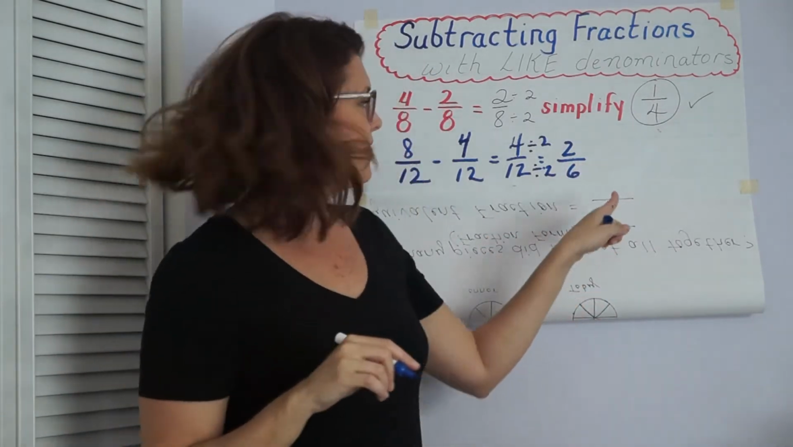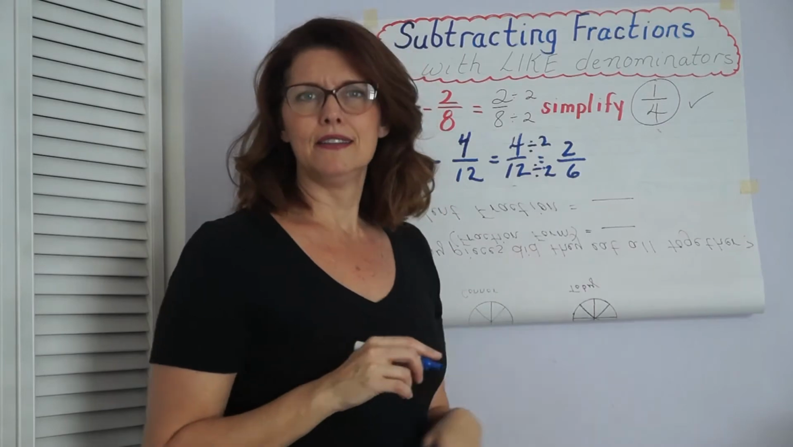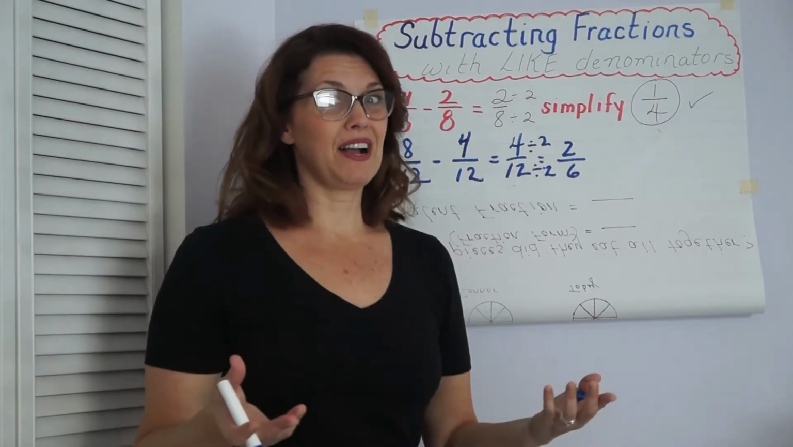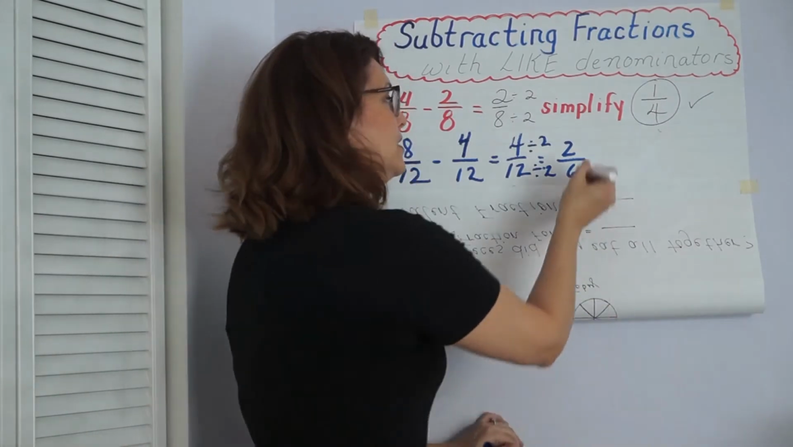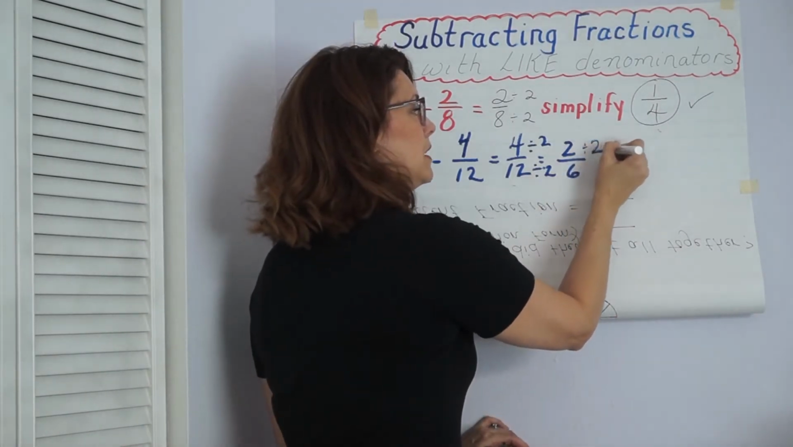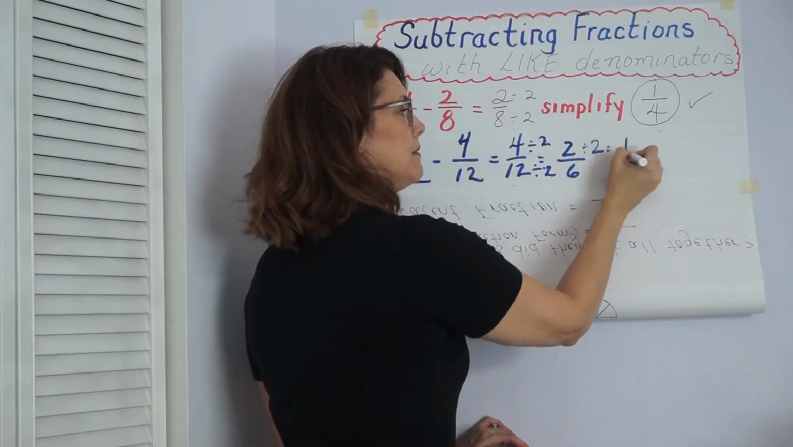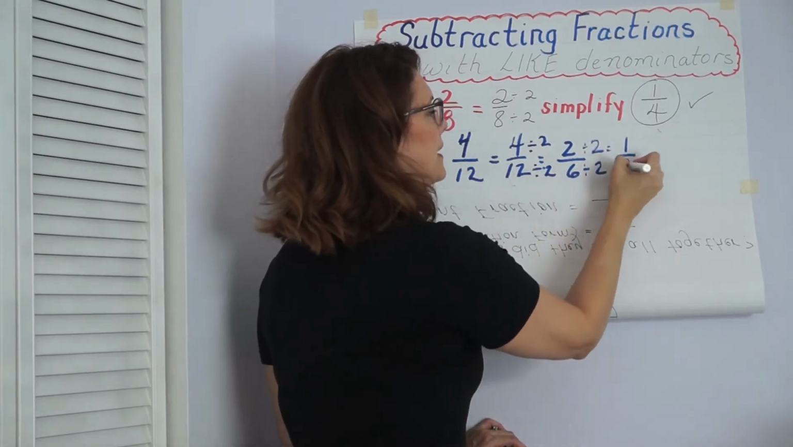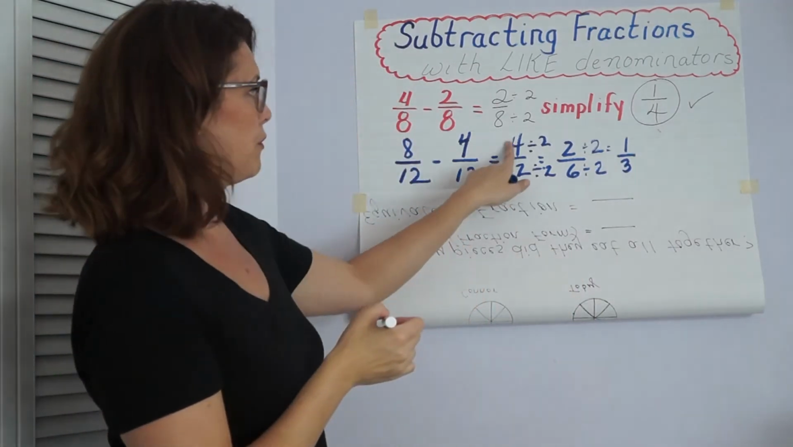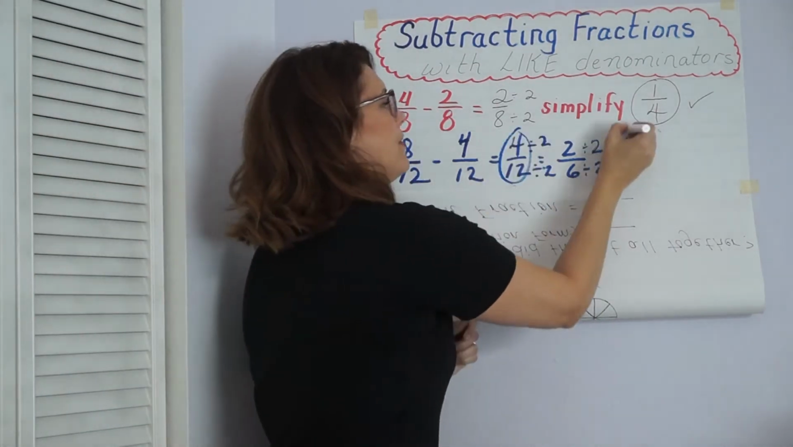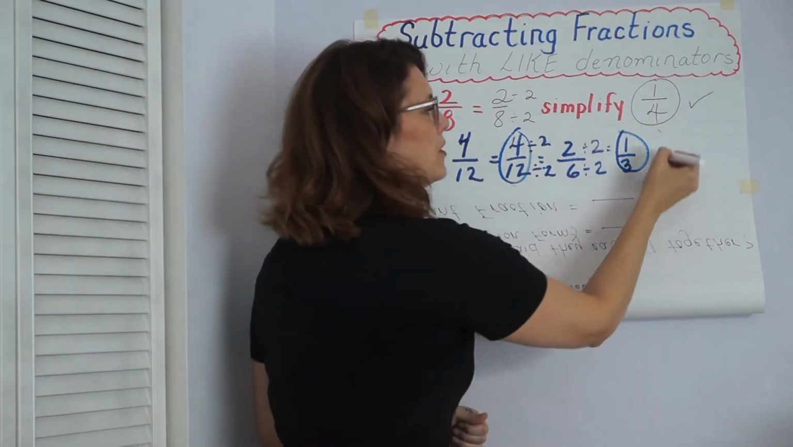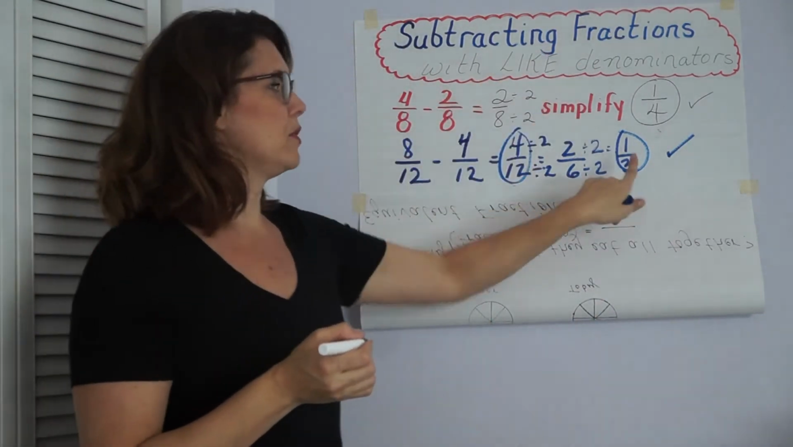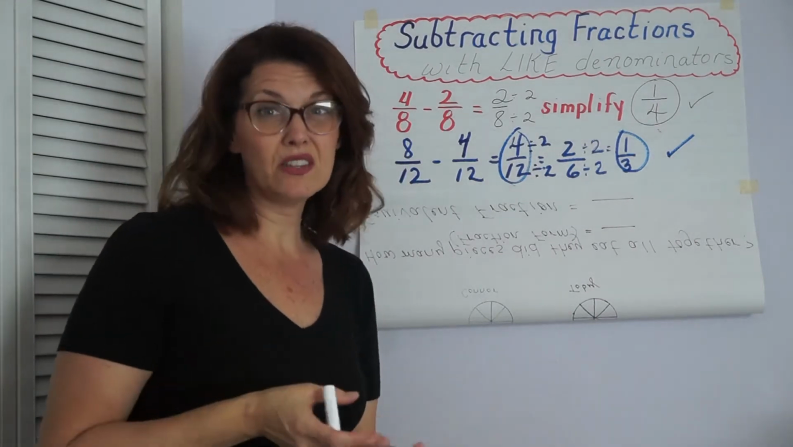The problem is, this is still not simplified, so we have to simplify it. We know that these two still have another number in common. They still have 2 in common. So 2 divided by 2 is going to be 1. And then Connor, what's 6 divided by 2? You got it. So 4/12 and 1/3 are equivalent. Therefore, we subtracted fractions, but we also simplified it. So we're kind of learning 2 skills today.